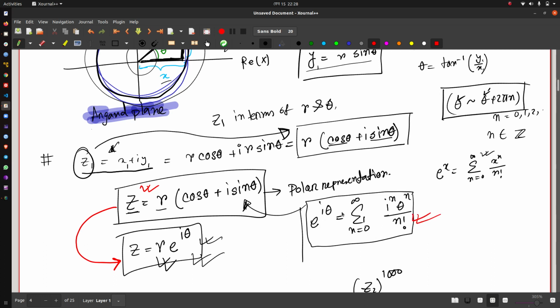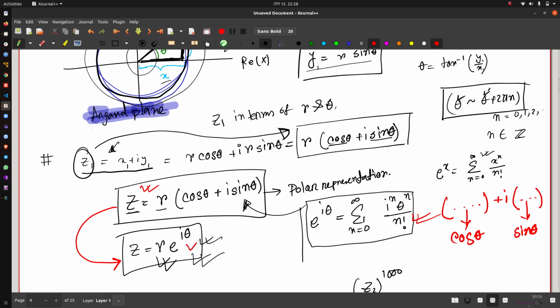You expand out the terms and then you should get two separate series. One series would be something like this, and then there would be another series like this. This would be the series of the cosine theta, and this would be the series of the sine theta. This is pretty easy to do, you can check it out yourself.